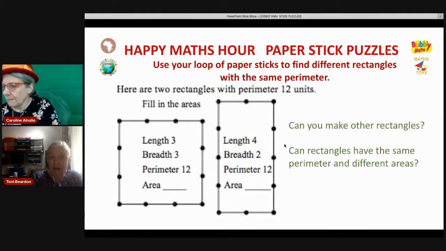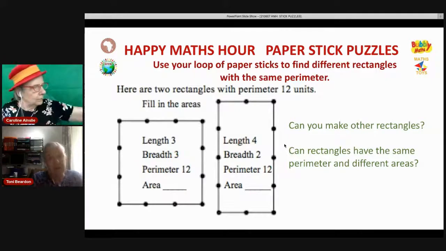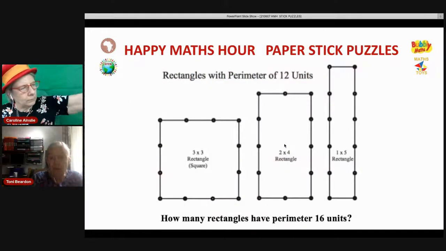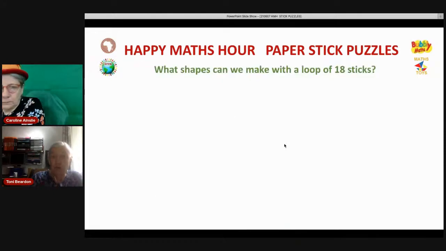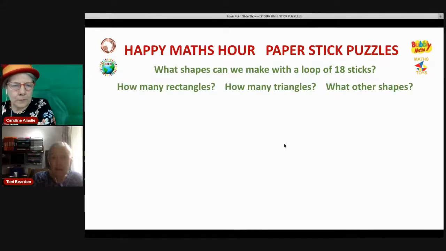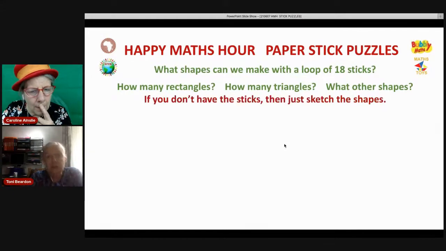Okay. Can you make other rectangles? Can rectangles have the same perimeter in different areas? Clearly they can, because those 2 have both got a perimeter of 12 and different areas. And there are 3 rectangles all having a perimeter of 12 units, but different areas. What about 16 units or 18 units? And then not just rectangles, triangles, other shapes.